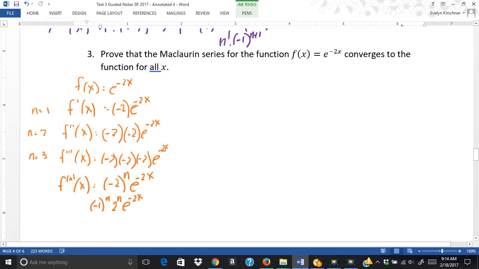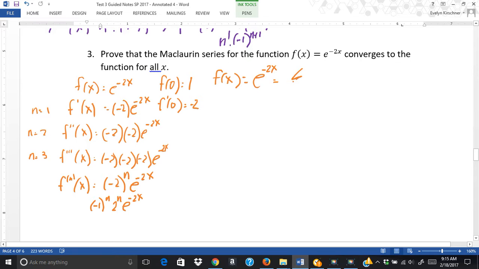But remember, when I want to look at the remainder, because the remainder is what I'm interested in, let's first look at our series, and then we'll look at our remainder. So my f of x is e to the negative 2x. Well, what are these all evaluated at 0? Well, f of 0, that's 1. F prime of 0, well, that's negative 2 times 1, so it's negative 2.